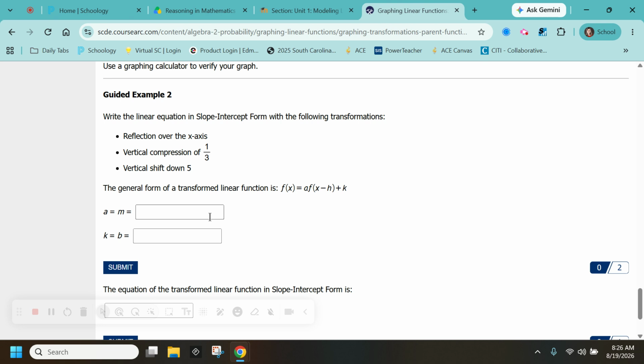All right, write the linear equation in slope-intercept form with the following transformations. We have a reflection over the x-axis, a vertical compression of 1/3, and a vertical shift down 5. So our vertical compression and reflection both affect our a value, or our slope. And so a compression of 1/3 and a reflection over the x-axis looks like negative 1/3 as our slope, or a value. Remember that k is the same as the y-intercept, or b, in our slope-intercept form, and a vertical shift down 5 would be negative 5.